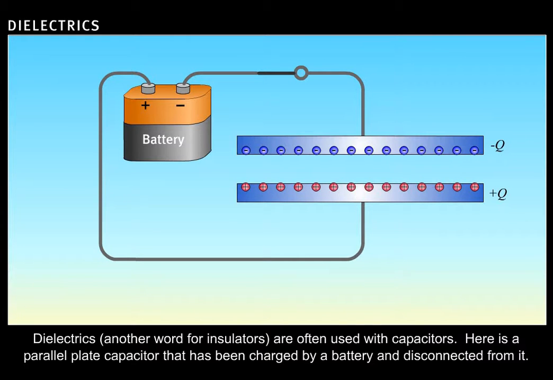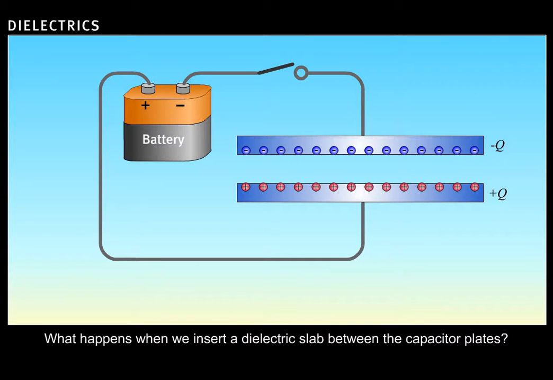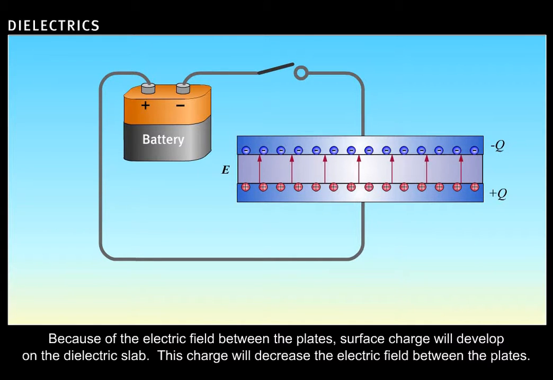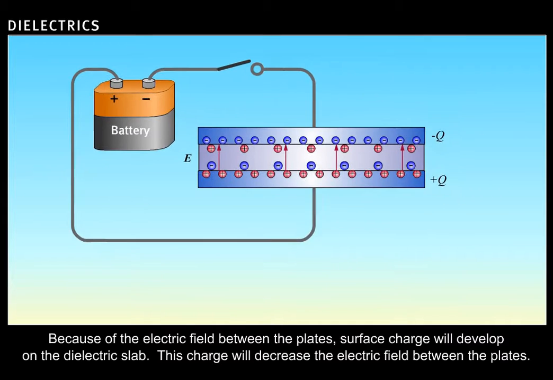Dielectrics, another word for insulators, are often used with capacitors. Here is a parallel plate capacitor that has been charged by a battery and disconnected from it. What happens when we insert a dielectric slab between the capacitor plates? Because of the electric field between the plates, surface charge will develop on the dielectric slab. This charge will decrease the electric field between the plates.